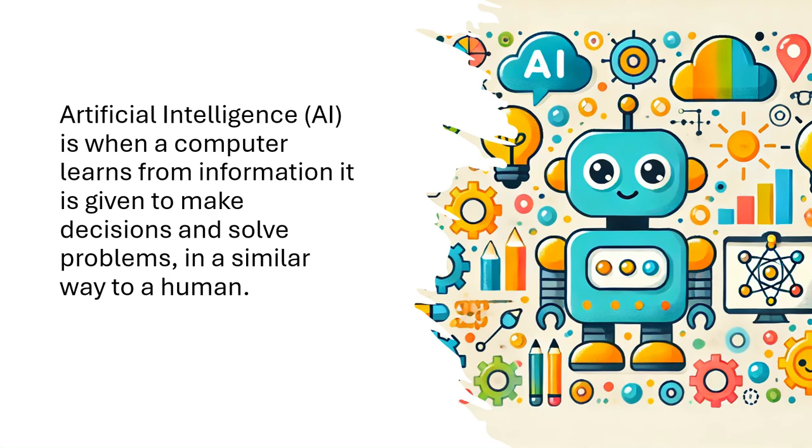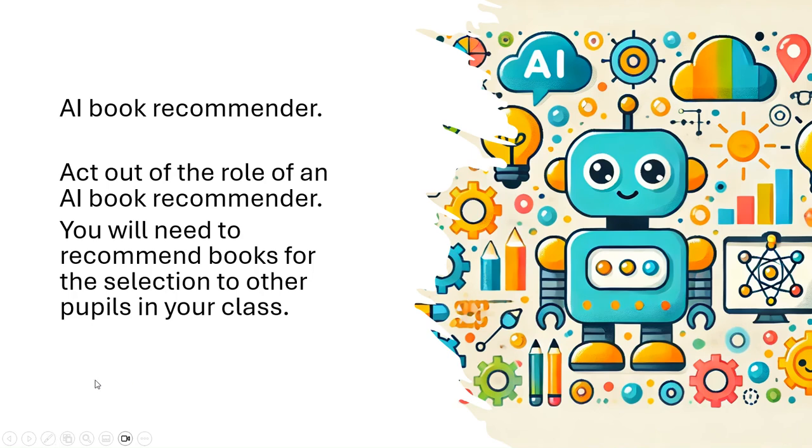To help the children get their heads around that, to make it a bit more concrete, we suggest an AI book recommender activity, an unplugged exercise for them to do, where one pupil in the class acts as an AI book recommender, and you get a selection of books from the library, 2 or 3 children, right, we're going to recommend books for those, but we're going to do it in the way that AI would do it.